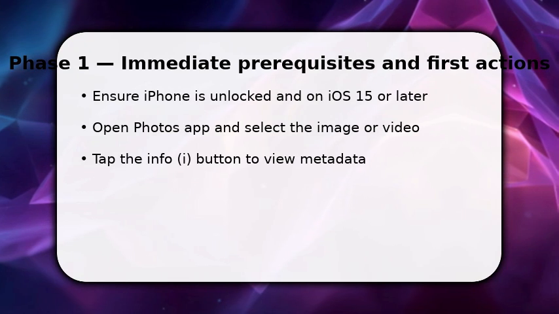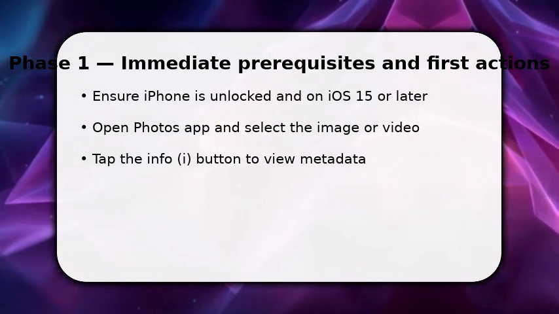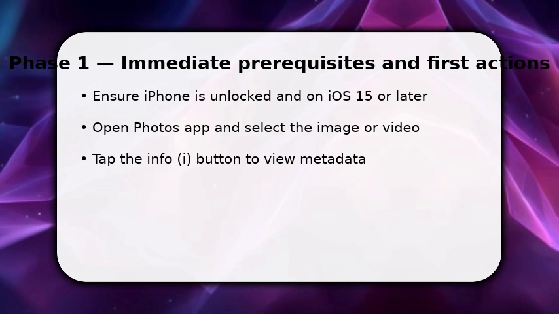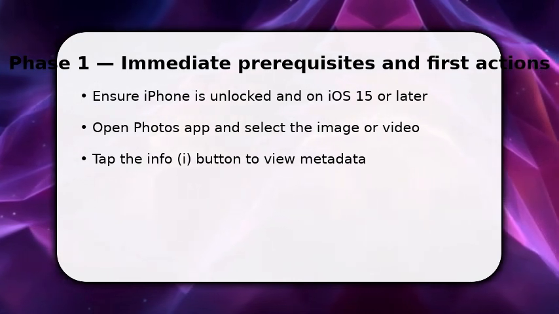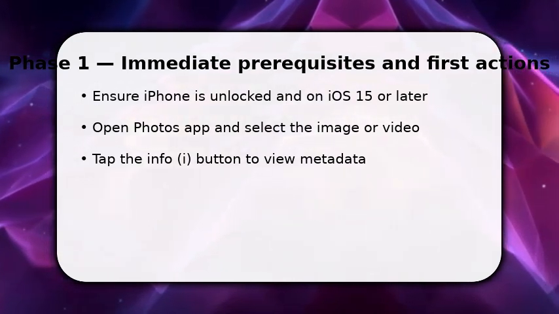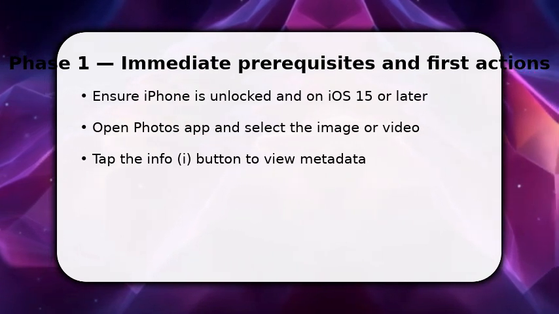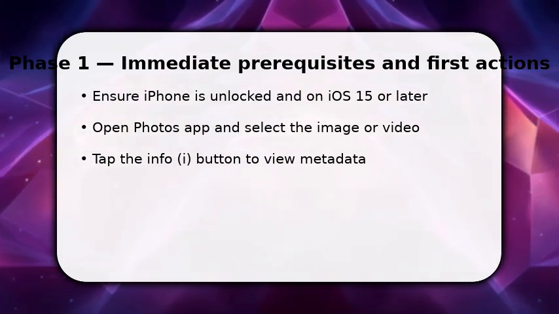Now tap the info, the small eye icon, to reveal the timestamp and location. You're looking for the date and time field. This is the anchor for editing. If you see no I button, swipe up on the photo to access the same metadata panel.